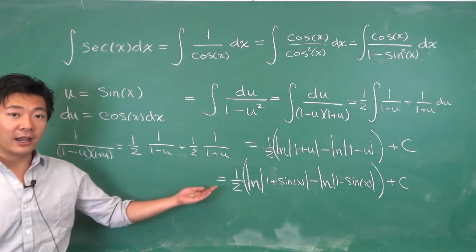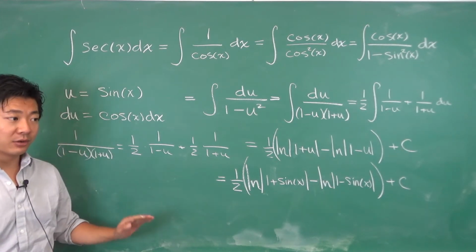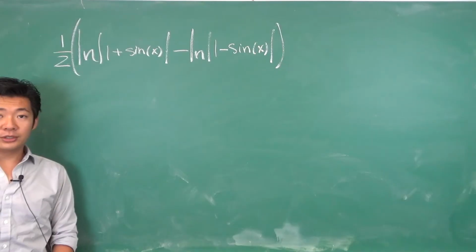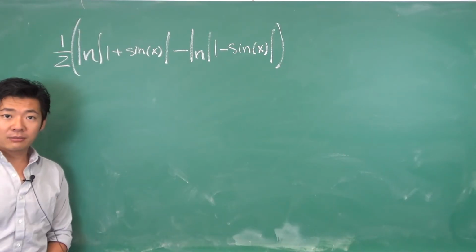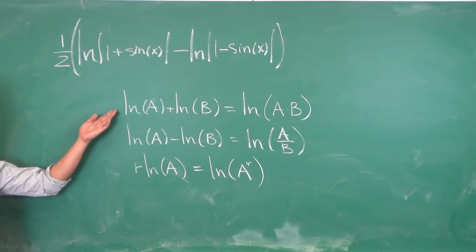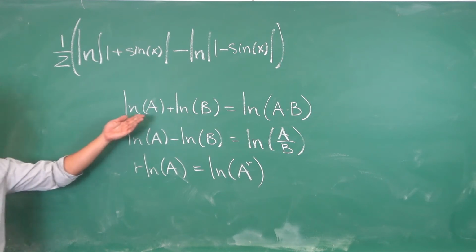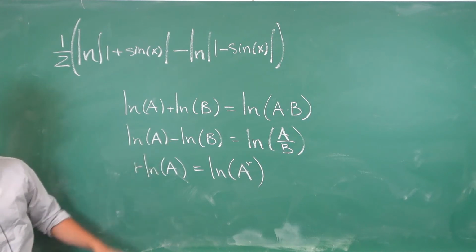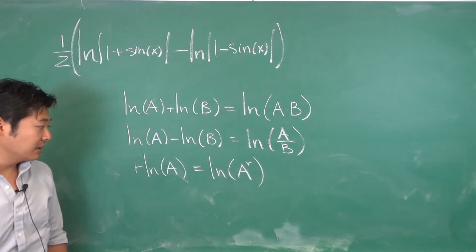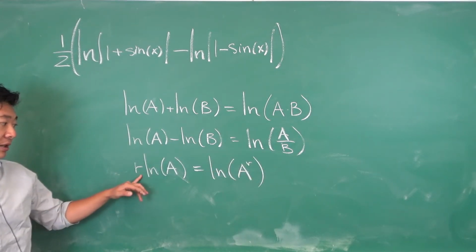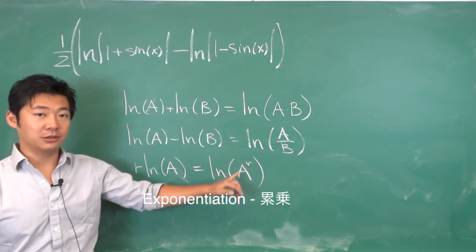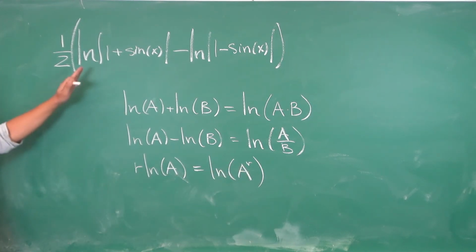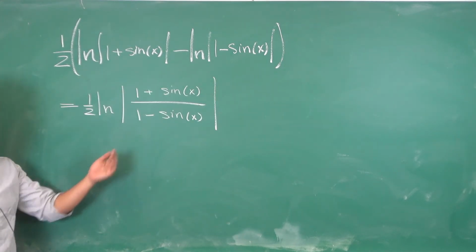So let's see why this and the other expression are the same. We'll need to use some properties of the logarithm, namely that the addition of natural logs becomes multiplication in the argument, the subtraction becomes division in the argument, and the multiplication becomes exponentiation. So if we apply these to this, first we'll get something like this.